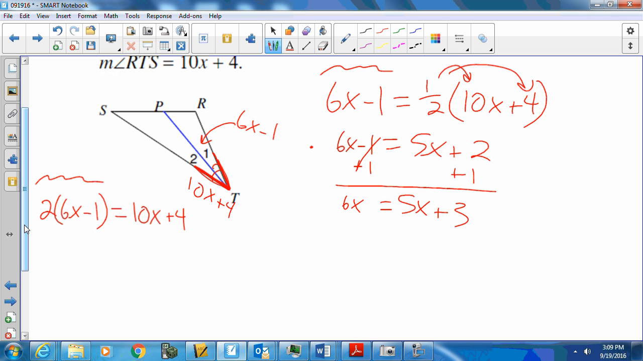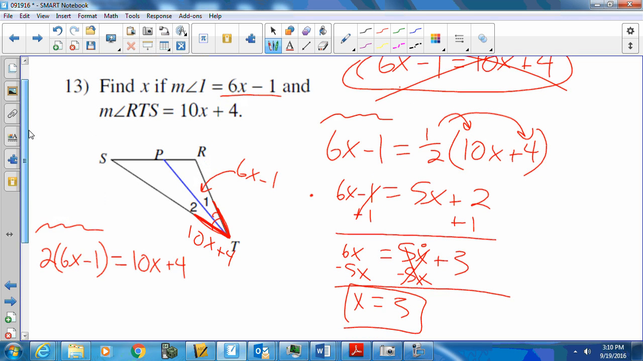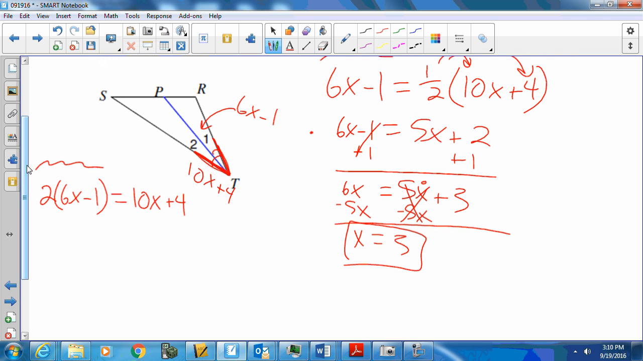And then I'm going to go ahead and subtract 5x, and we get x is equal to 3. Right? That's what we were looking for, right? X. Now, if you did it this way, do the same thing.